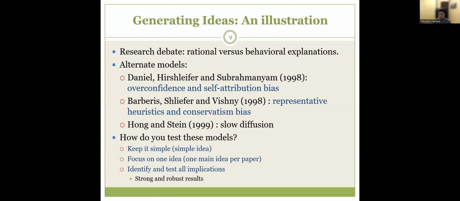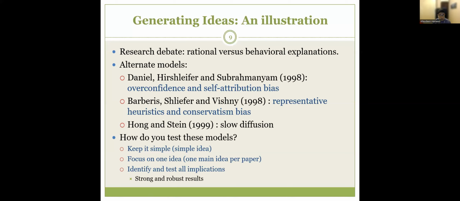So how do we test this model? The way we think about testing models is to keep the implementation as simple as possible. Simpler ideas and simpler implementation are usually more appealing. That's my view anyway. So we focus on one idea. We just focus on this idea of overconfidence, right? So you don't want to complicate one paper with many different ideas, and then the main implications get drowned out, right? So the key is to focus on one idea, but to do it extremely well, right?